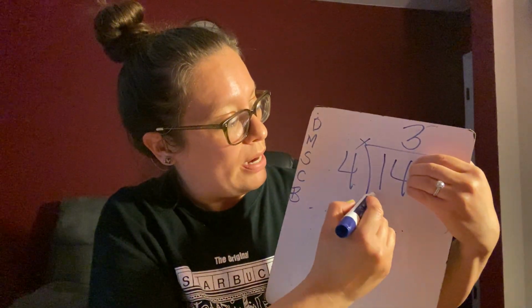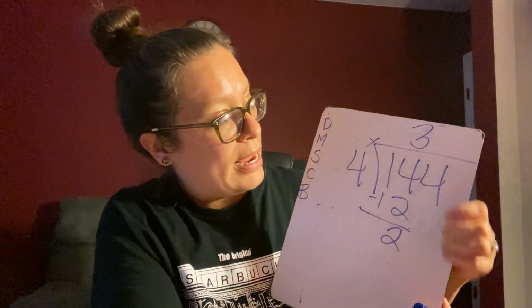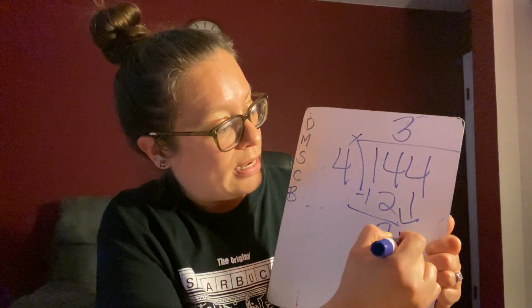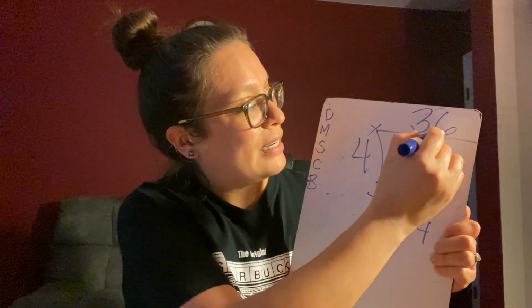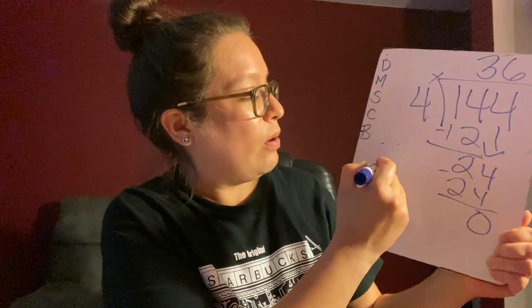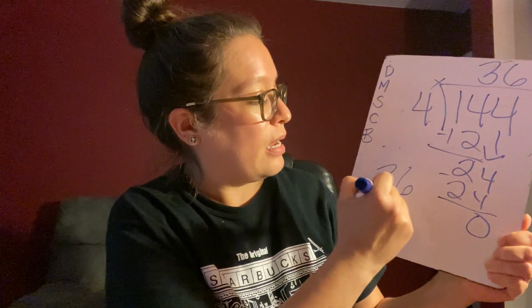4 times 3 is 12. Subtract. 4 minus 2 is 2. Can I bring something down? Yes, I can. 24. 24 divided by 4 is 6. 4 times 6 is 24. Subtract is 0. Check my work. 36 times 4. 4 times 6 is 24. Carry the 2. 4 times 3 is 12. Plus 2 is 14. All right, excellent.